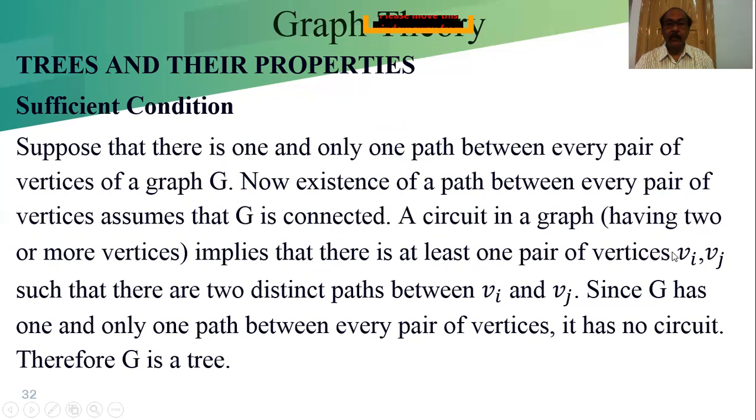First, we are considering more than one path. If we join more than one path, we will get a circuit. But according to the assumption, there should not be more than one path. There is only one path between every pair of the vertices. Therefore, G is without circuit. G is without circuit, therefore G is a tree.